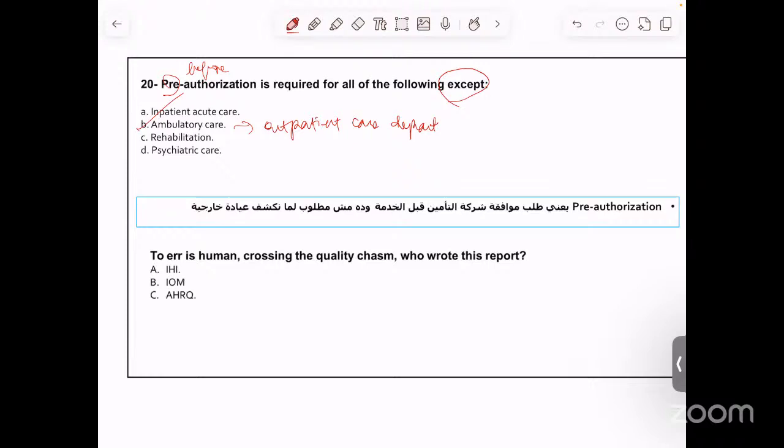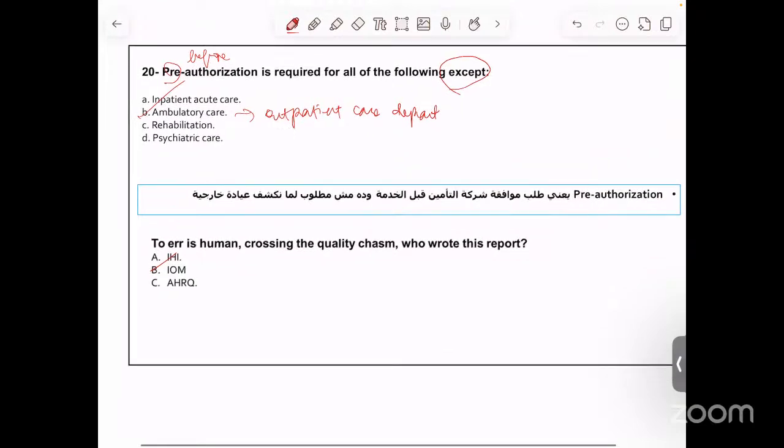Okay, to err is human. Crossing the quality chasm, who wrote this report? A, IHI, B, IOM, C, AHRQ. What's your answer? IOM. Very good. Yes, this is the correct answer. Okay, any questions so far?